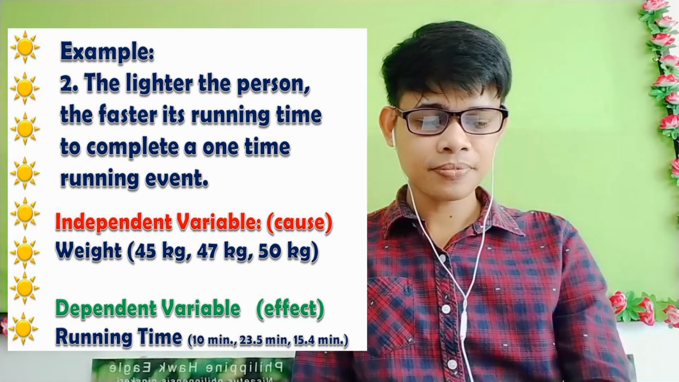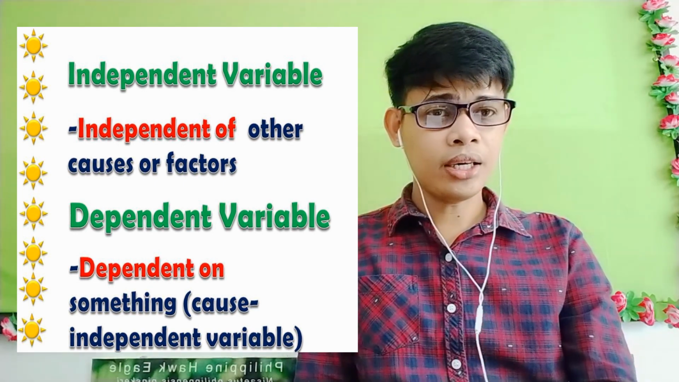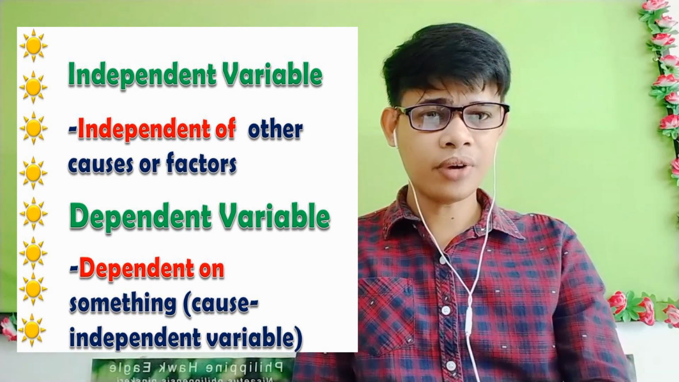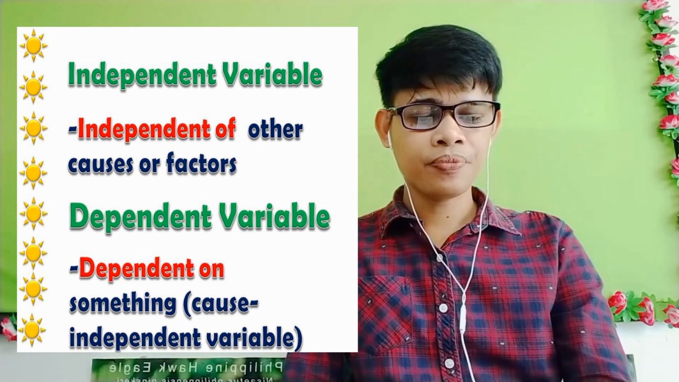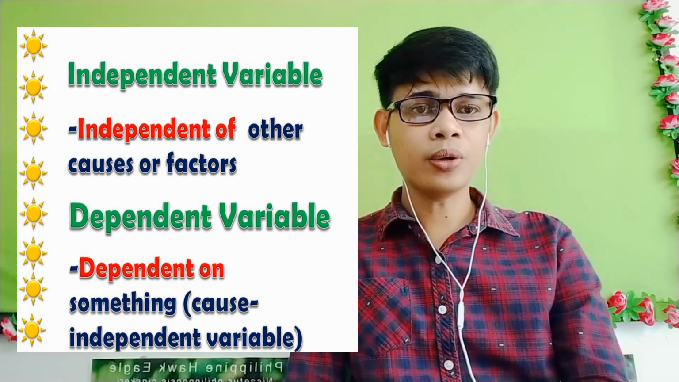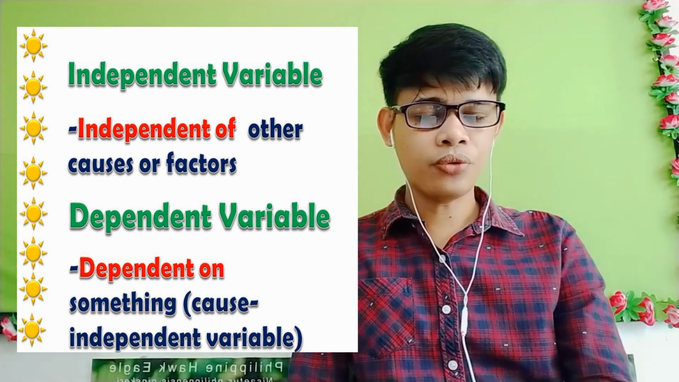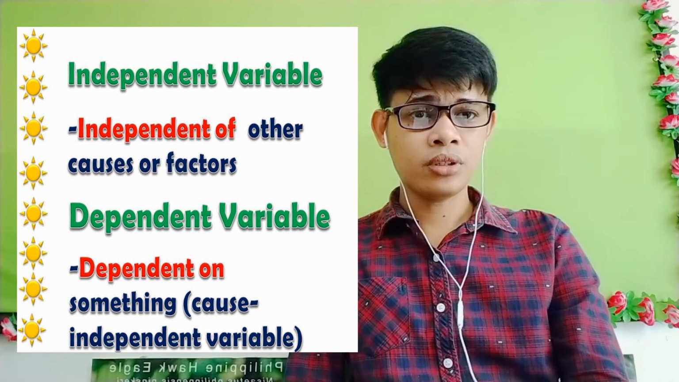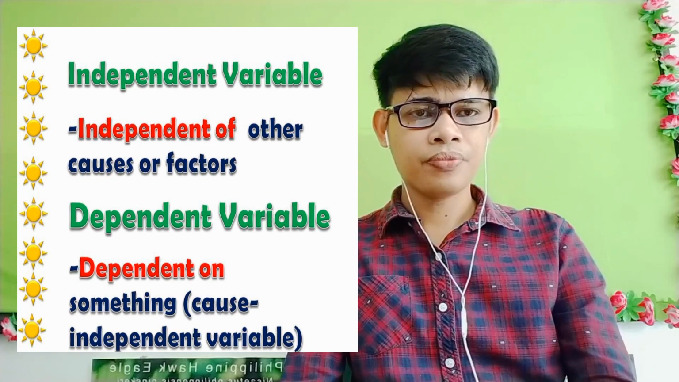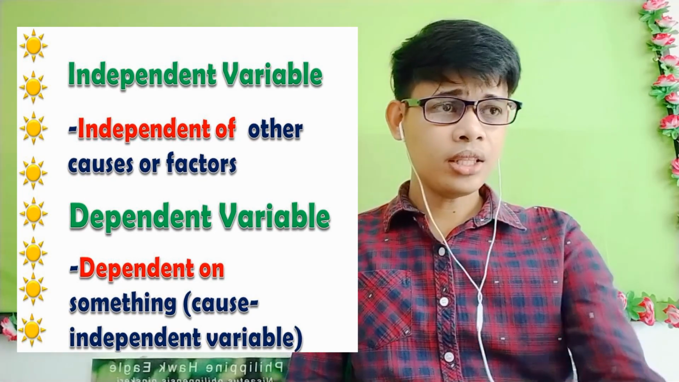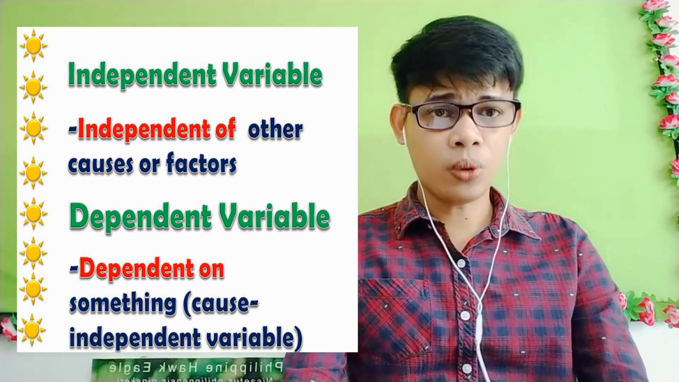Okay, and we have here the independent variable. It is named independent variable because you have there the word independent, because it is independent of other causes or factors. So meaning it can stand alone. So for example, the amount of fertilizer is considered an independent variable because it does not depend on anything. Okay? It can stand on its own.